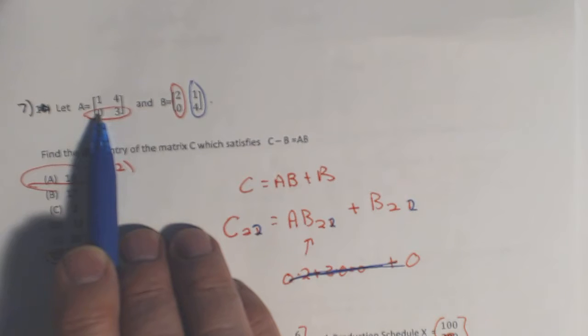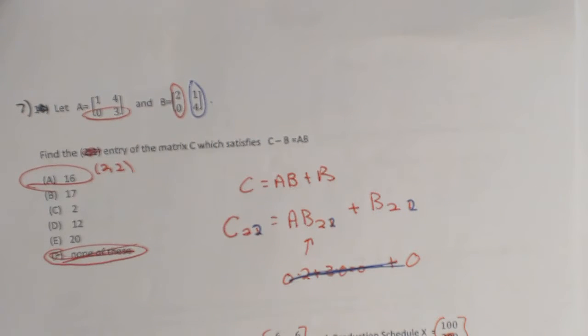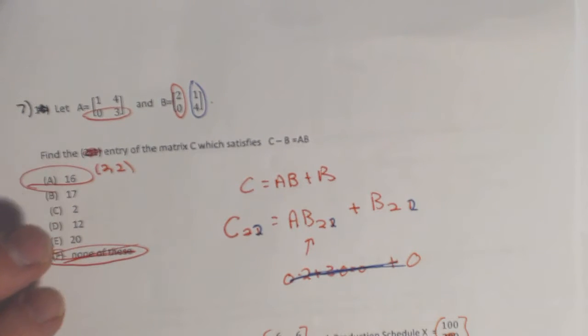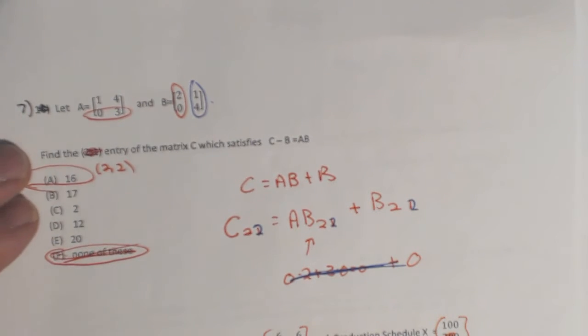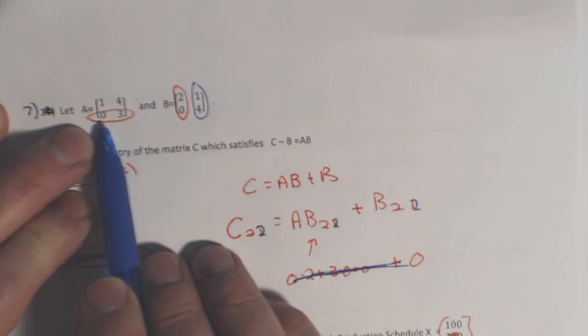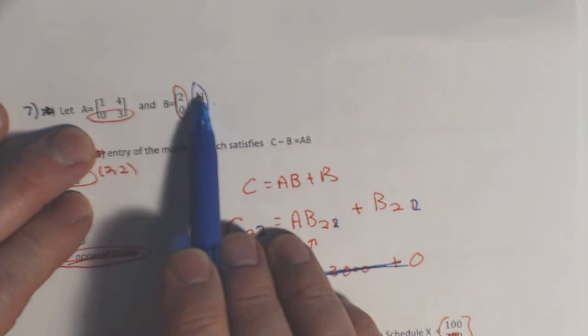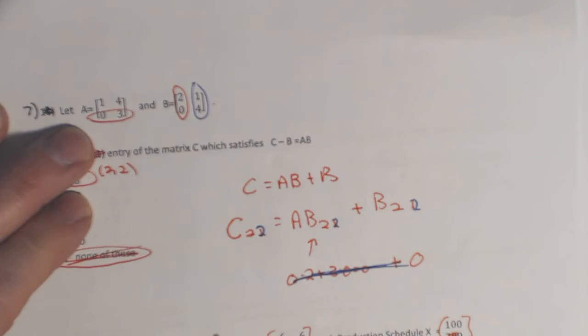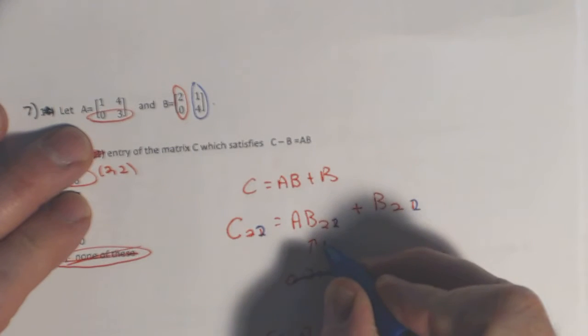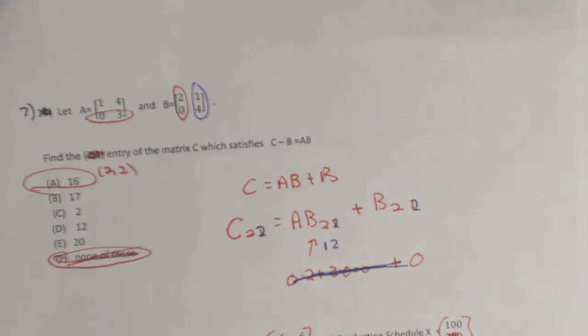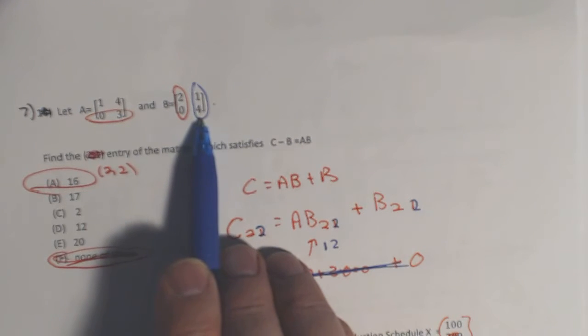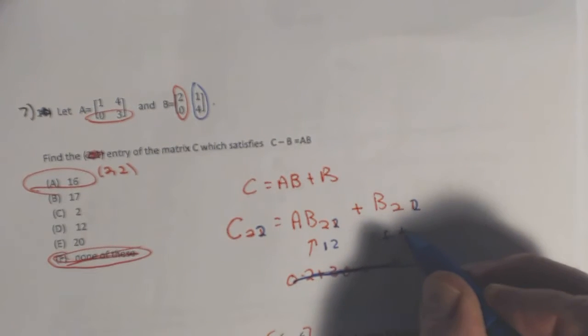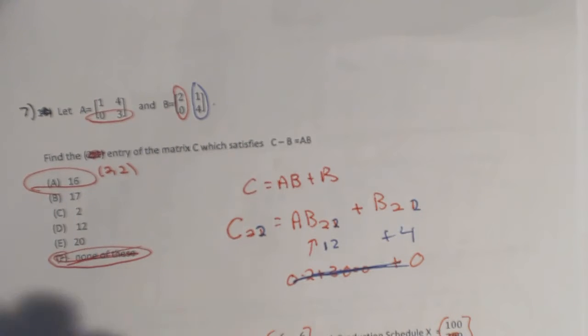So that's 0 times, let's see which I'm doing here, 2-2 entry, second row, second column. 0 times 1 is 0, plus 3 times 4 is 12. So this entry is a 12. And B22, right up here, is a 4. And 12 plus 4 gives us the 16.